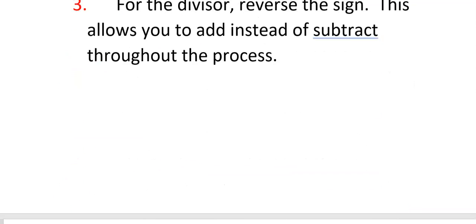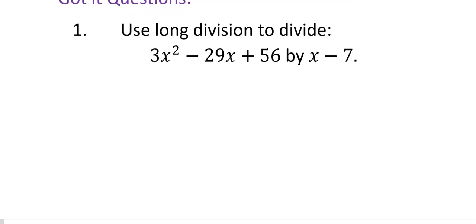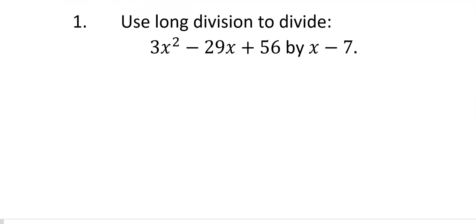Okay, just for practice, I want to do one. I put it at the end, but I want to do it now. Yeah, let's do this one. You can just do it in your notes this time.